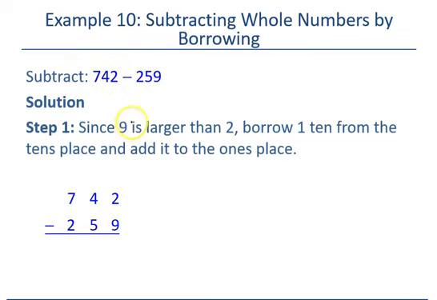Okay, step 1. Since 9 is larger than 2 right here, borrow 1 ten from the tens place and add it to the ones place. What's going to happen is this. Notice 2 is smaller than this 9, so I'm going to turn this 2 into a 12. Once I do that, I want you to notice something. I borrowed a 10, but I've still got a 4 here and then I've got a 5. So I'm going to turn this 4 into a 13. Okay, not a 14, but a 13.